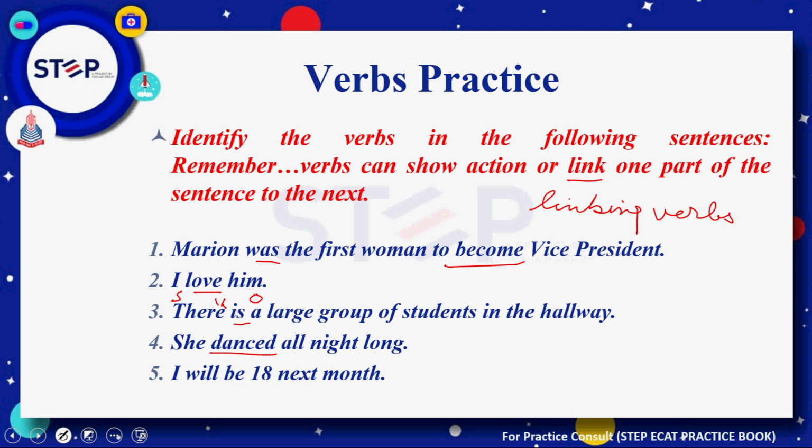Certainly, when we are considering verbs, and while we are in the process of recognizing verbs, we are certainly bound to determine their tenses also. So this "danced" is a past verb. "I'll be 18 next month." "Will be" is a future verb.